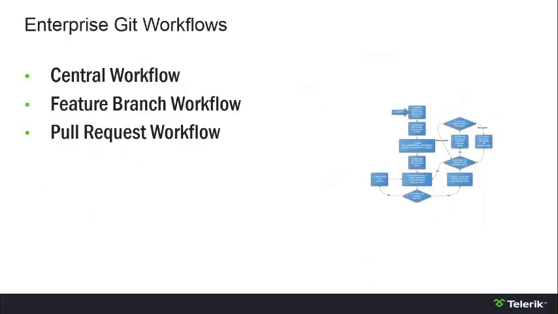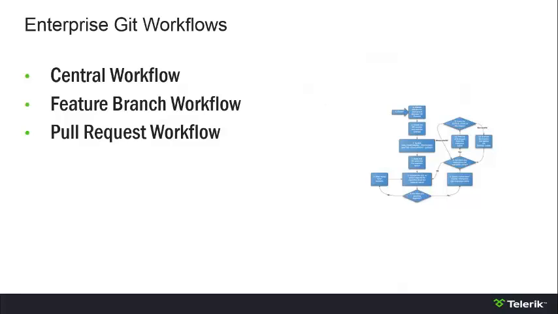Let's actually take a look at a few more things, and then if there's more time, we can switch to doing more demos. So if you're working in an enterprise, you have a few options of working with the Git system. The first is called the central workflow. The central workflow is the most common one that is currently available.